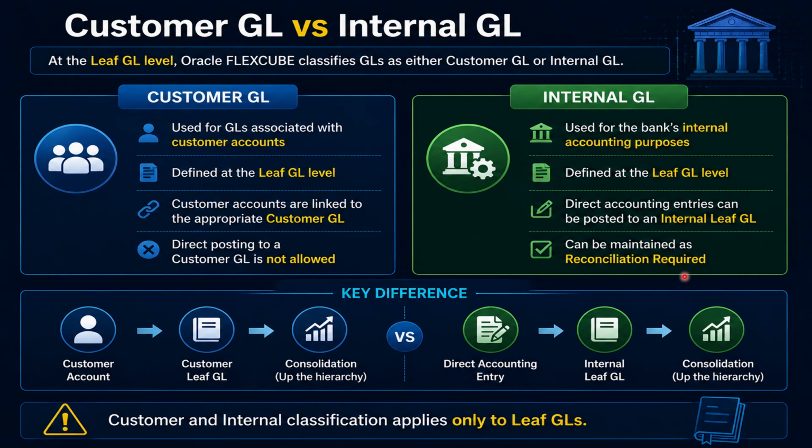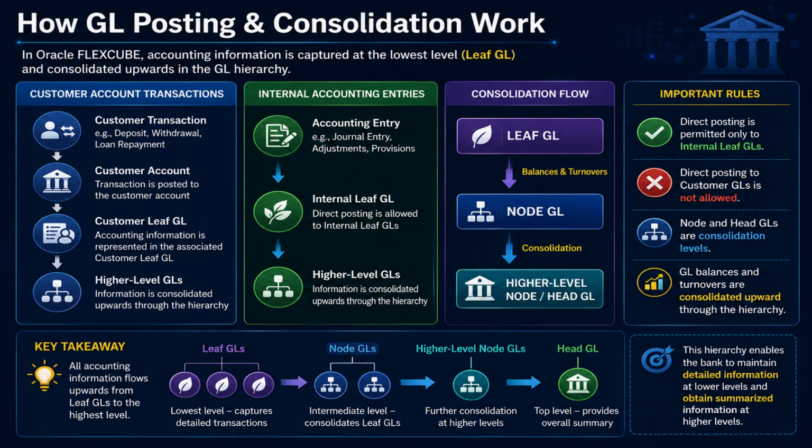An important point to remember is that the customer or internal classification applies only to leaf GLs. Head and node GLs are used for structuring and consolidation, rather than being classified as customer or internal GLs. Now let's understand how accounting entries and consolidation work within the general ledger hierarchy. For customer-related transactions, the transaction is posted to the customer's account. The accounting information is then represented under the associated customer leaf GL and consolidated upward through the GL hierarchy.